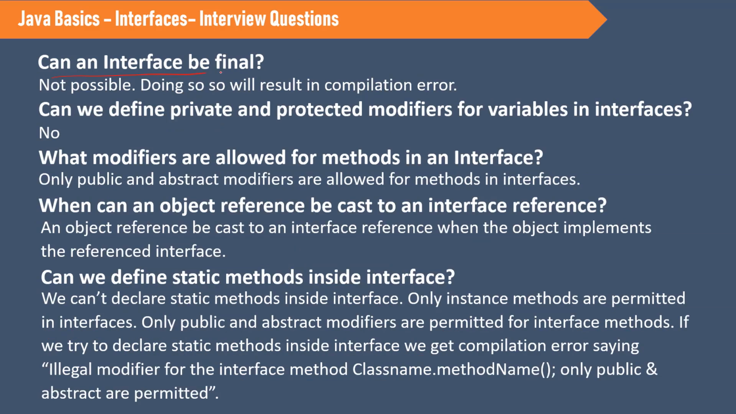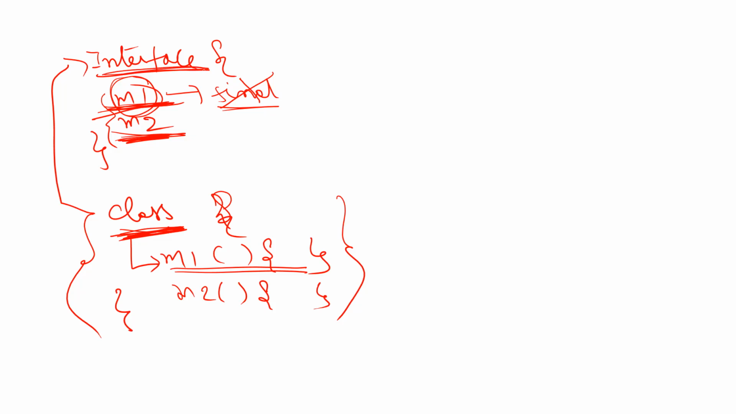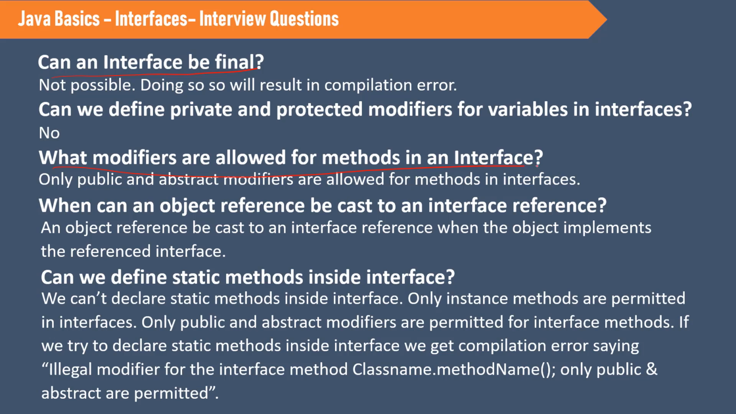Can an interface be final? No, it is not possible. Let's say I have an interface here, and if I declare this as final, if it were allowed, we could not implement these methods. We cannot inherit this interface from a class. That's why we cannot make an interface final, and it is not allowed by Java. What modifiers are allowed for methods in an interface? Only public and abstract. These are the only two modifiers allowed for methods in an interface.